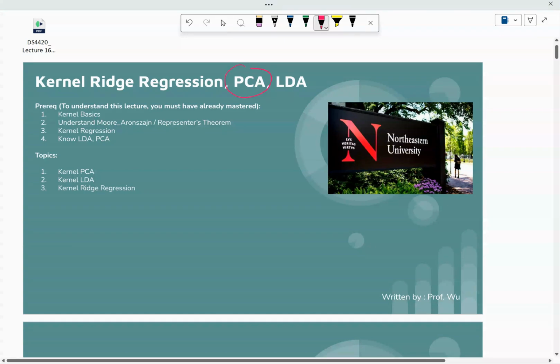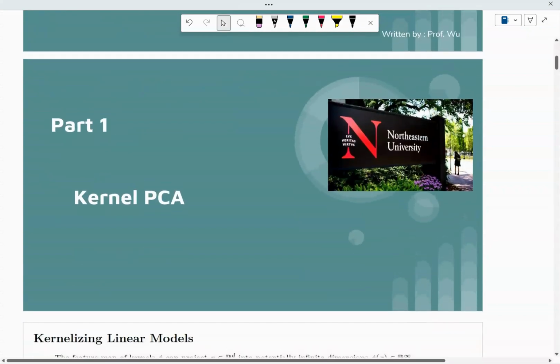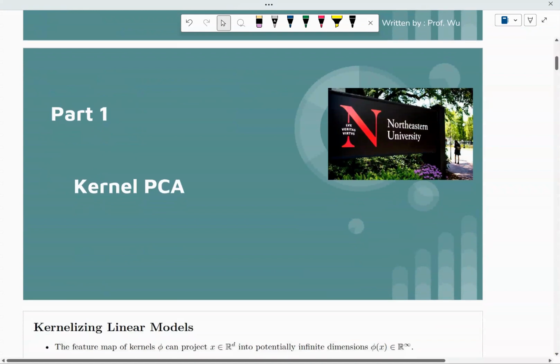So make sure you understand the basics of kernels. Make sure you watch the first lecture on kernels. Make sure you understand the Moore-Aronszajn theorem and the representer theorem, because we're going to use these two today. Otherwise you're not going to understand what we're talking about. Especially PCA, so go over the basics of PCA first. Okay, so this is part one, and we're going to talk about kernel PCA.